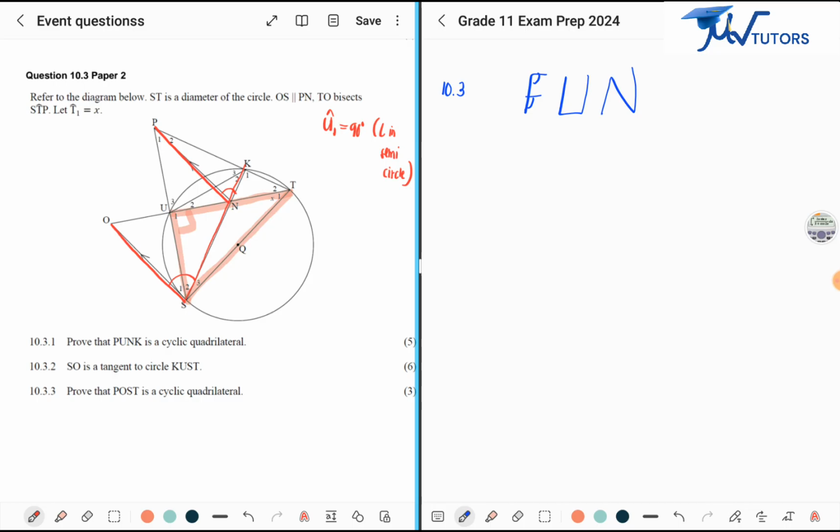Then I think of co-interior angles. Okay, remember co-interior angles are supplementary. Do I have co-interior angles again? So it's this S1 plus S2 plus N is equal to 180 degrees. Okay, I don't really have a value for N.